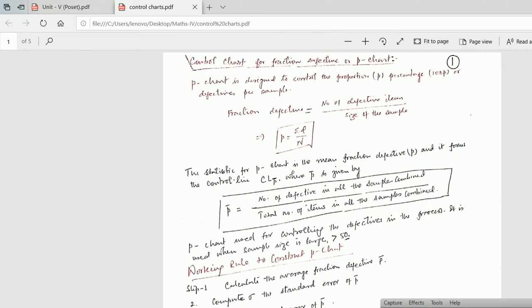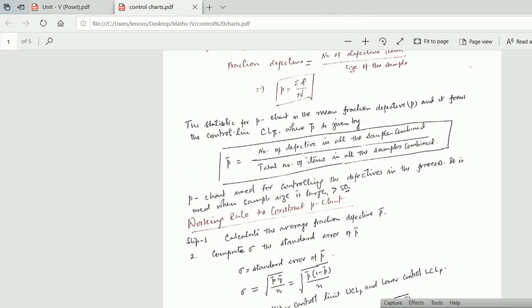P chart is designed to control the proportion p, that is 100p percent defectives per sample. Fraction defective is equal to the number of defective items upon the size of the sample. That implies P equals summation D upon N, where summation D is the number of defective items, and capital N is the size of the sample.